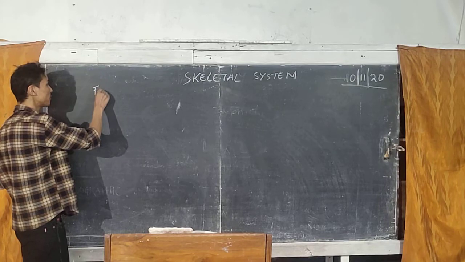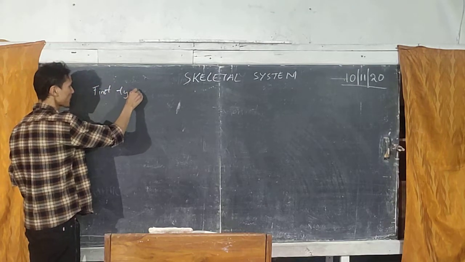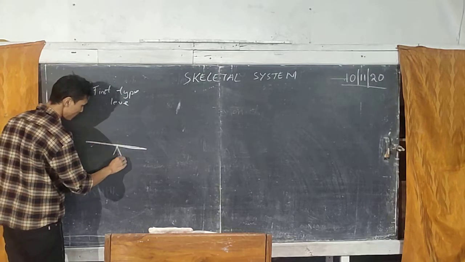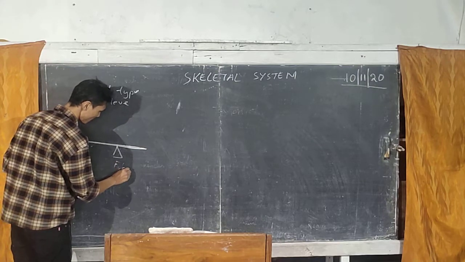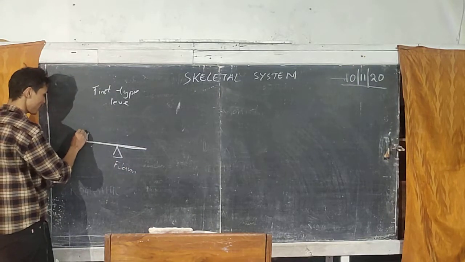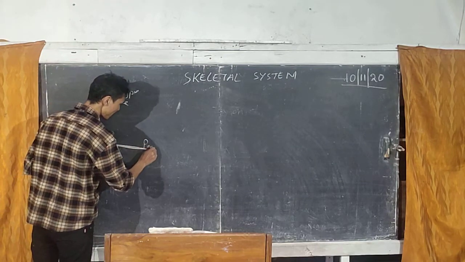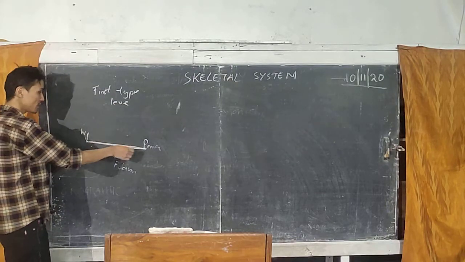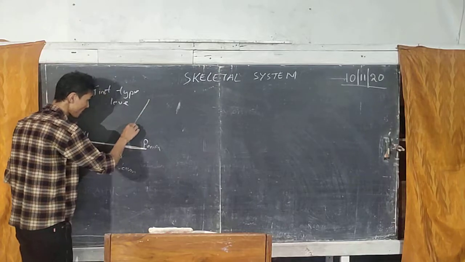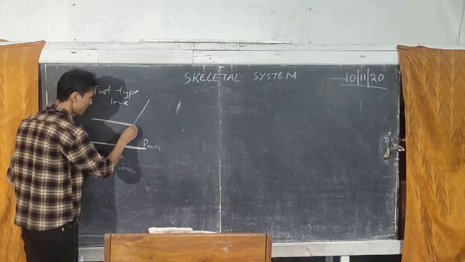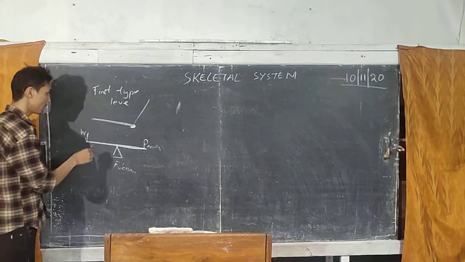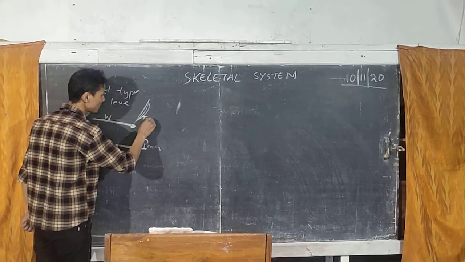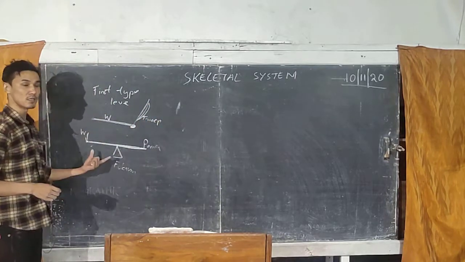You all know that in the first type of lever, the fulcrum is in the middle, the weight is at one end and power is at the other end, so that it allows easy movement of the joints. This type of mechanism is found in the arms. Your elbow becomes the fulcrum, your weight becomes the lower arm, and your power is provided by the tricep muscles. So this is the first type of lever.